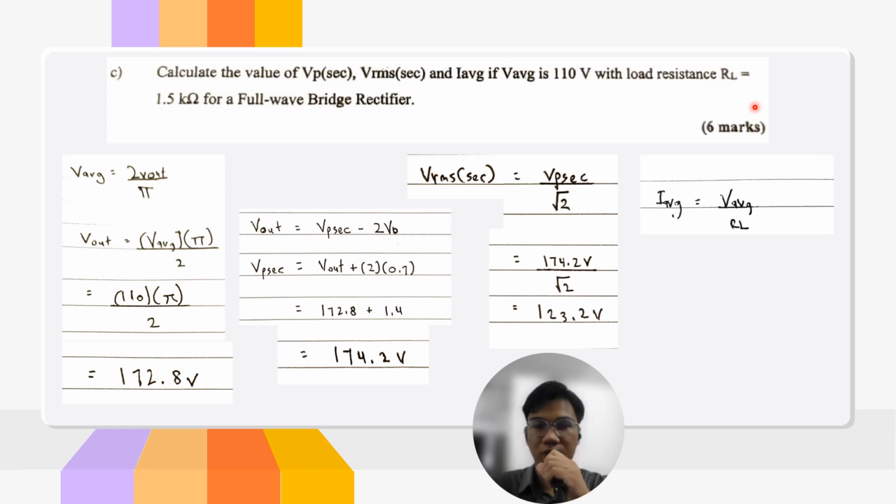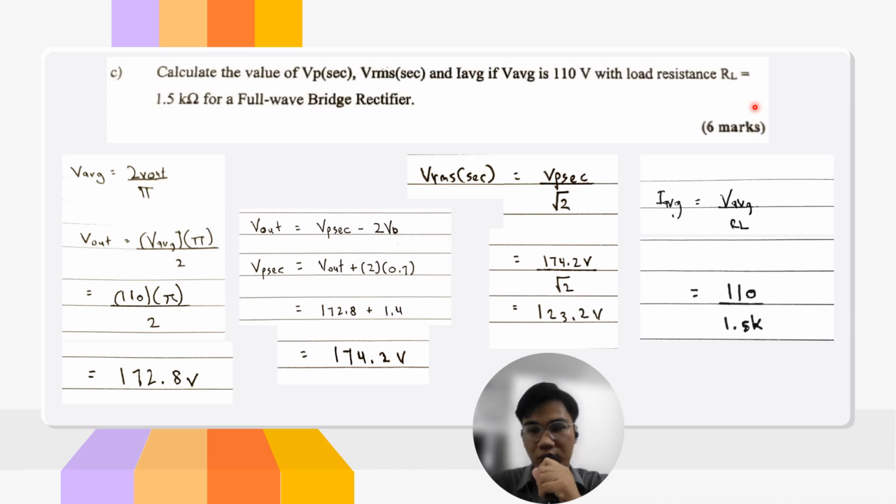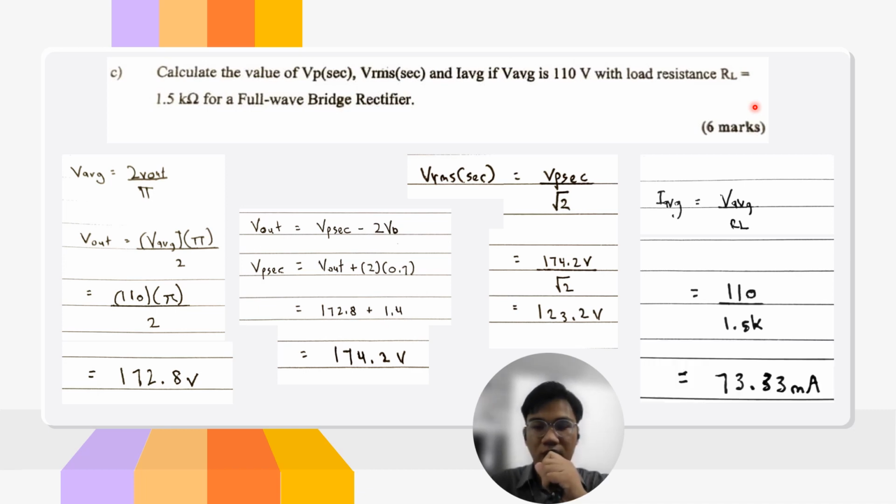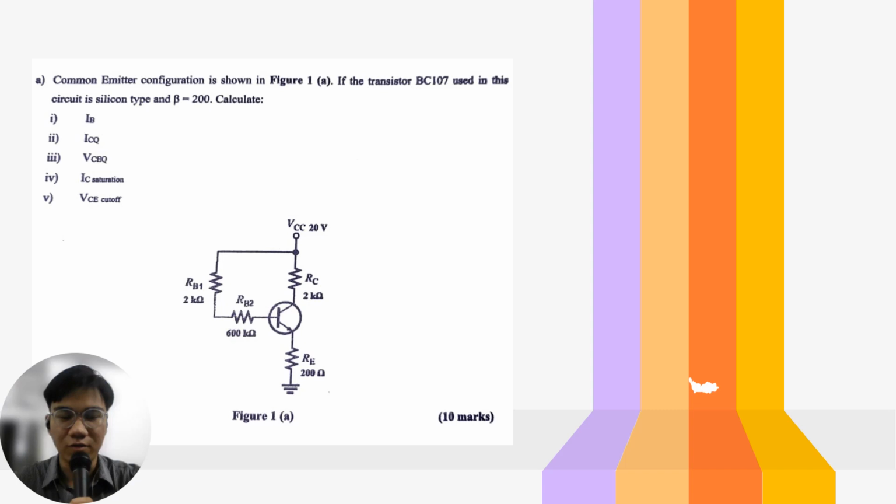And lastly, we can search for the value of I average using the formula I average equal to V average divided by RL, and then we insert the value, which will become 110 divided by 1.5k, and finally we will get the value, which is 73.33 milliamp.